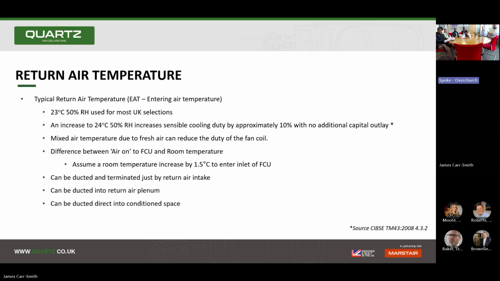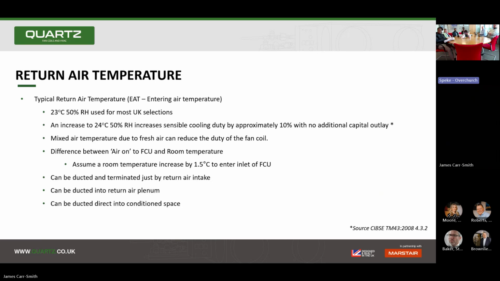There is the consideration of mixed air temperature. So when people are bringing fresh air in, 18 degrees is very typically a fresh air temperature from an air handling unit. We're mixing it with the 23. That's going to give a mixed air temperature. Could be 21, 20, 22. But that lower temperature onto the back of the unit is going to reduce the performance of that unit. So it's also a consideration when looking at it.